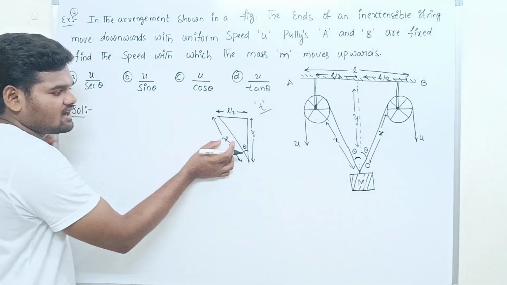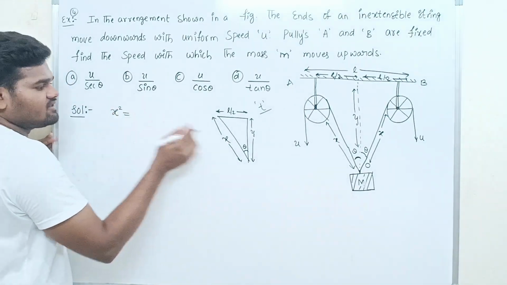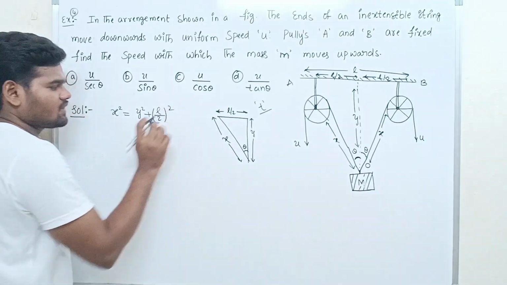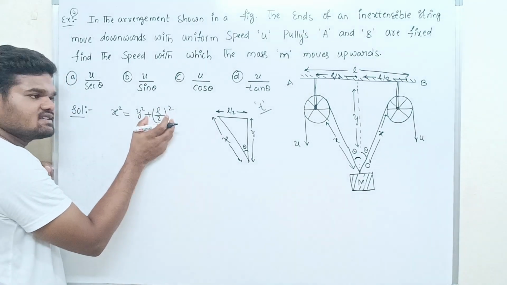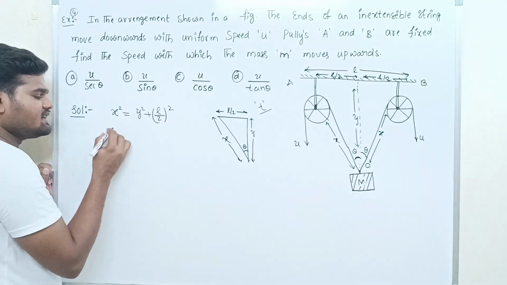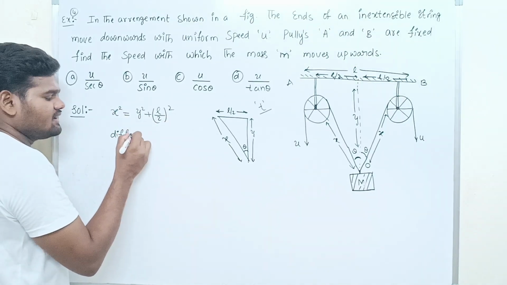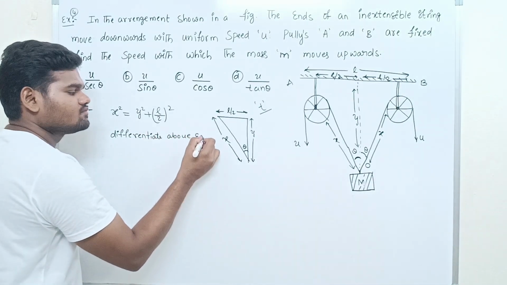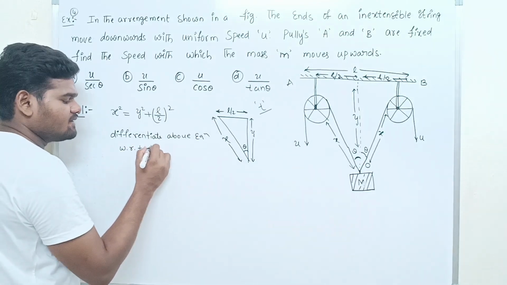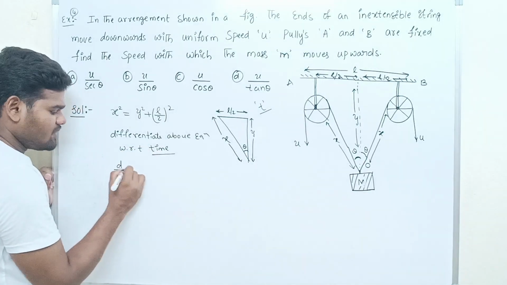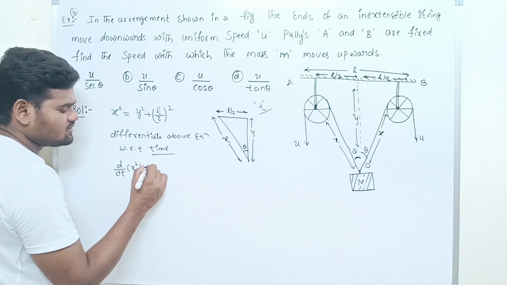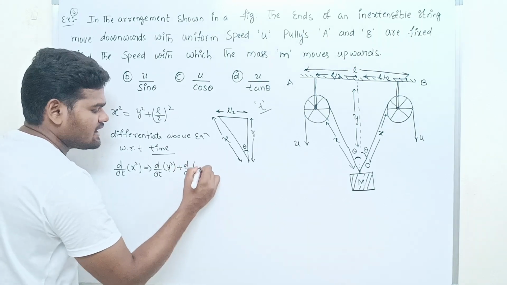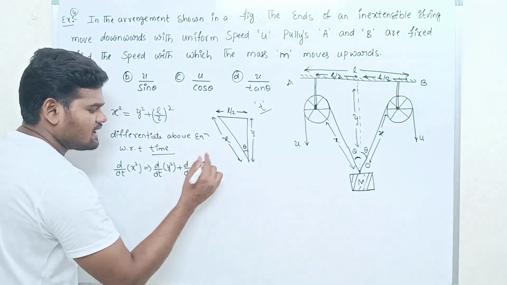From this diagram we can write hypotenuse squared, x squared, is equal to side 1 squared plus l by 2 whole squared. Are you getting? Hypotenuse squared is equal to side 1 squared plus side 2 squared. So I'm just differentiating the above equation with respect to time. Then d by dt of x squared is equal to d by dt of y squared plus d by dt of l by 2 whole squared.